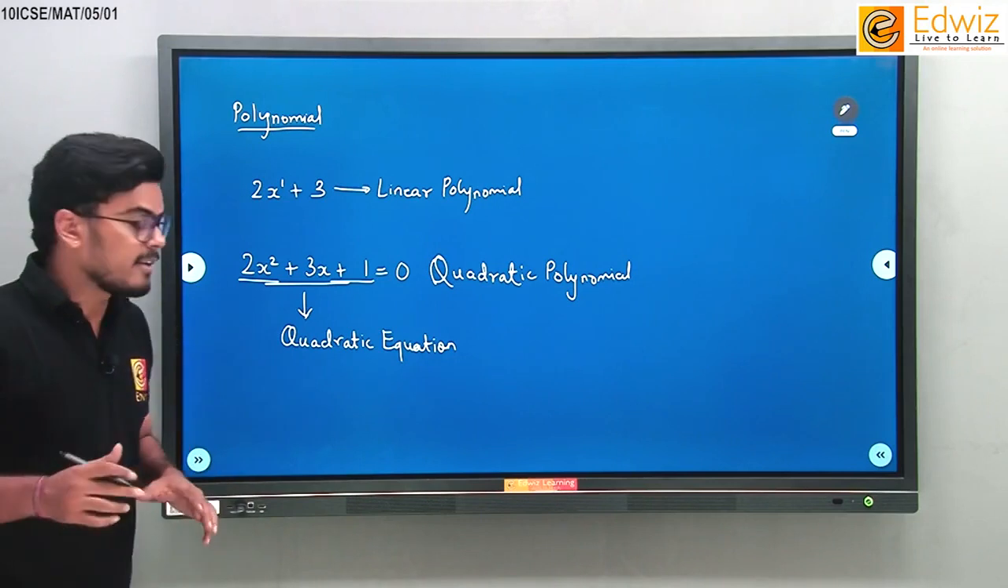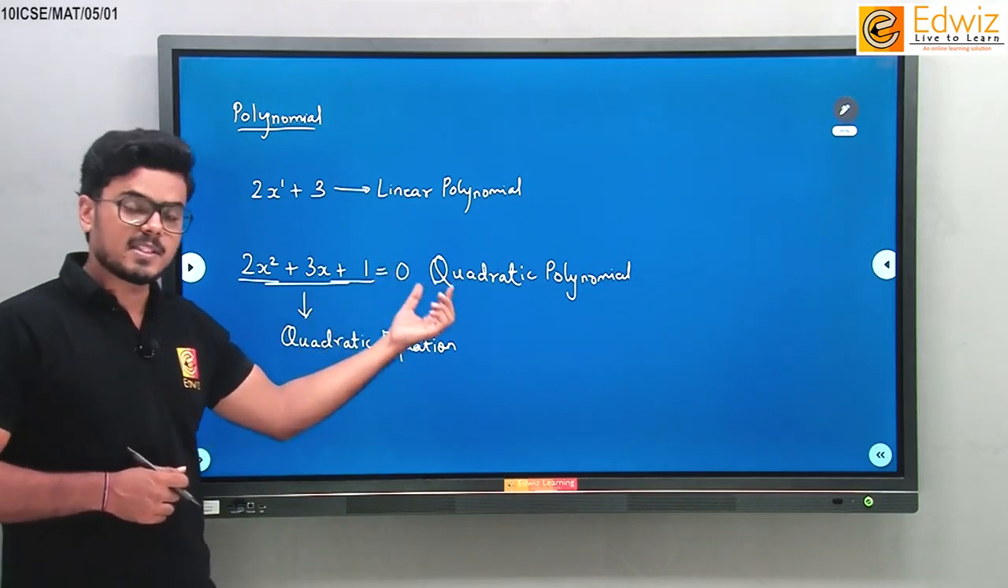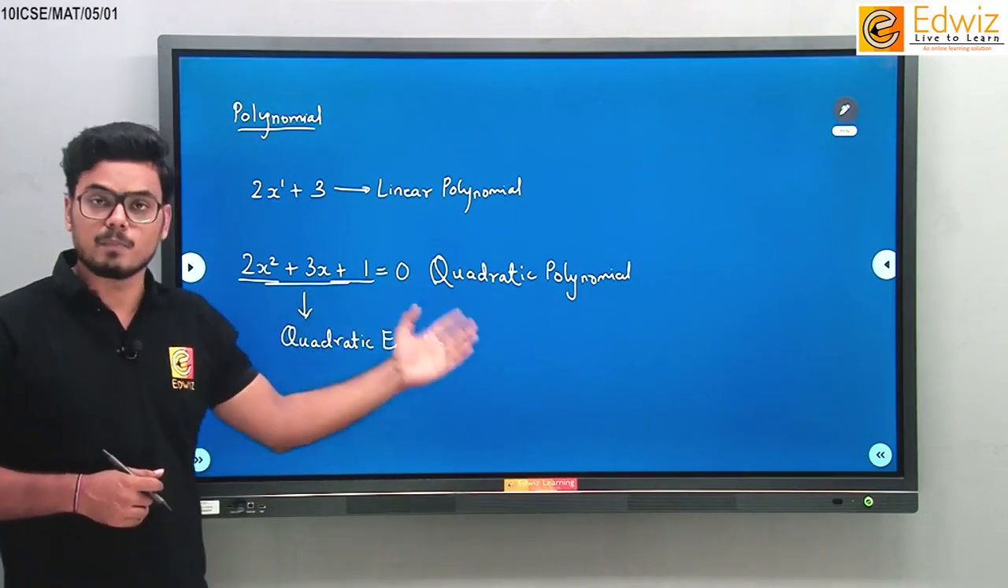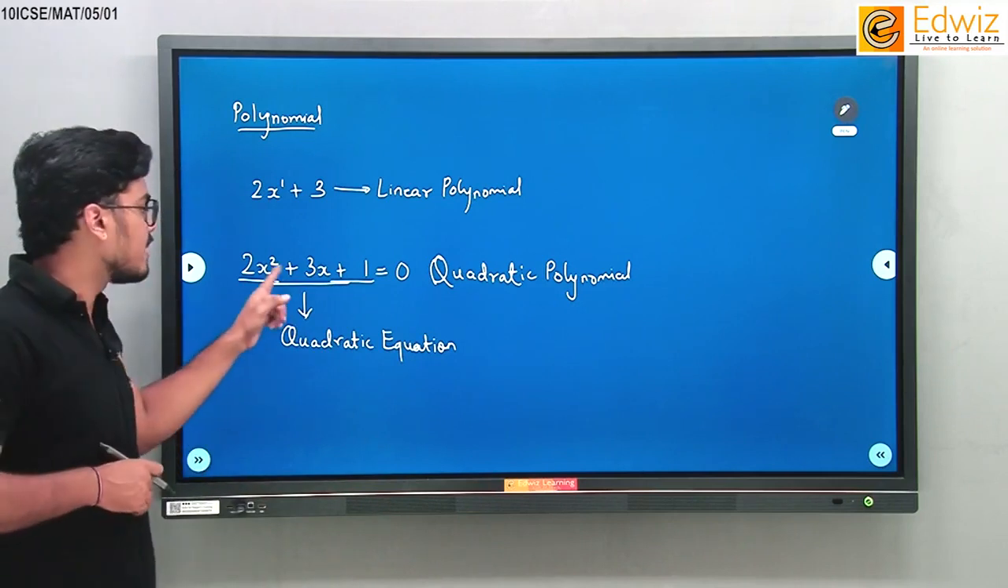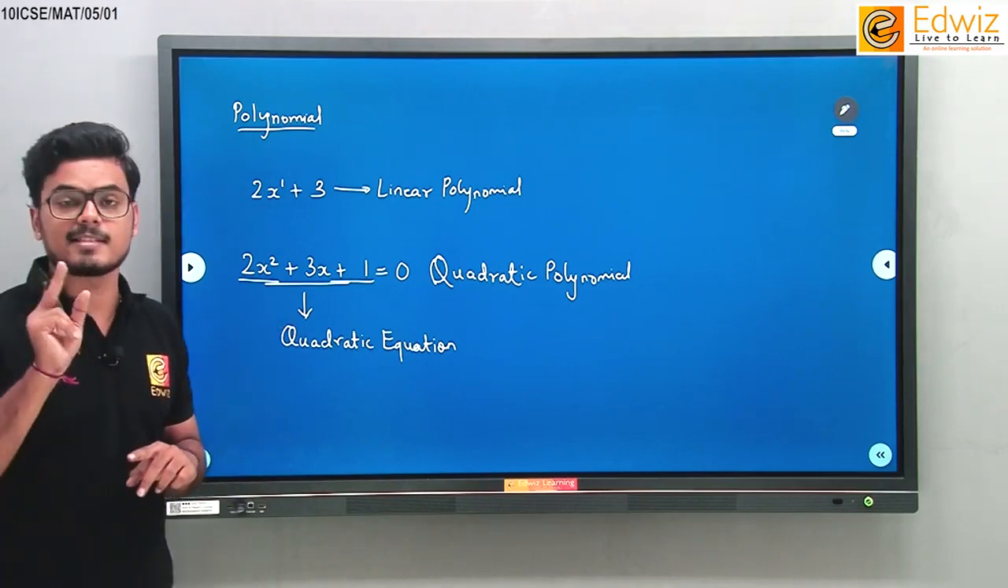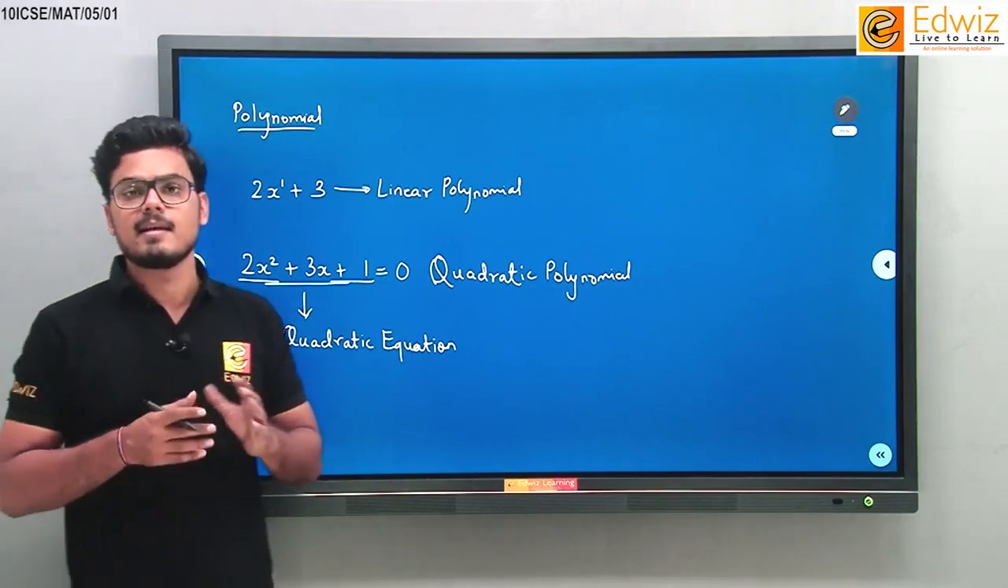So what is a quadratic equation? If you equate a quadratic polynomial with something else, I'm just writing 0 here. You can write a number also. You can write some other term of x also. But remember, the degree of the polynomial should not change. The highest power should be 2 only. So that type of equation is called a quadratic equation.